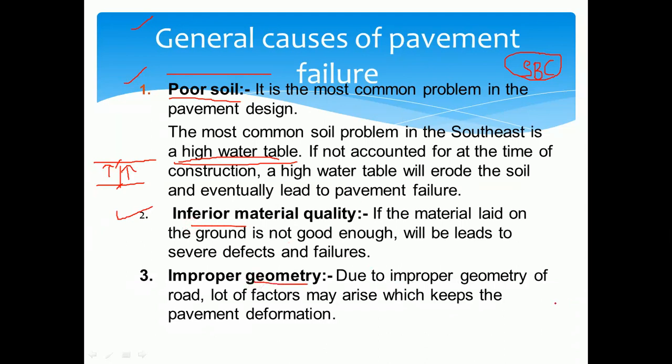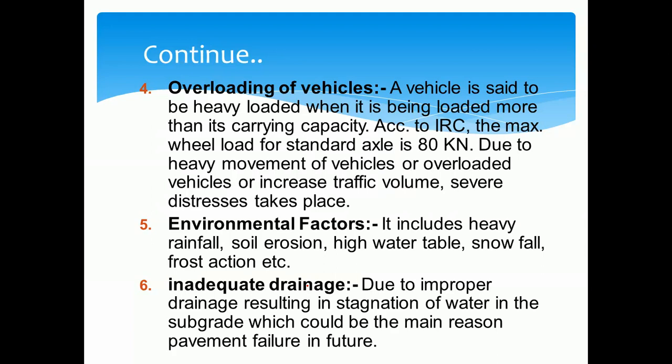So geometry means what? That is the line of action, how the road has been laid. So it is the geometry of the pavement surface. Because of improper geometry and alignment of the road also, we can see some of the failures in the road surface. It may be a flexible or a rigid pavement.